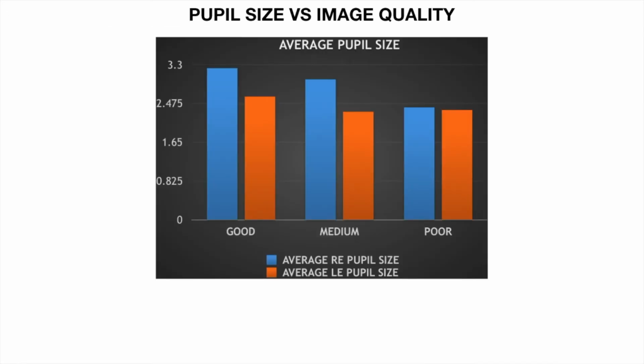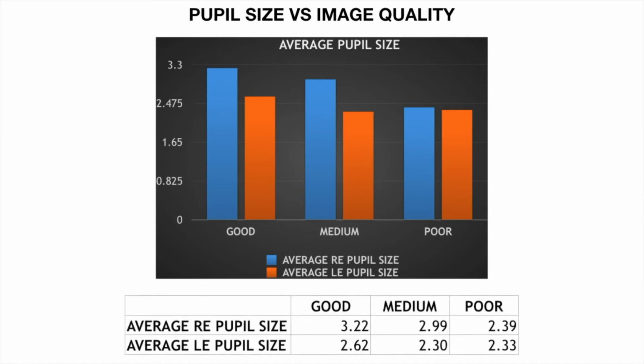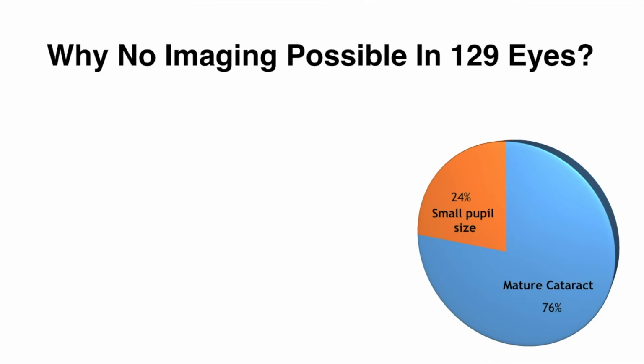The pupil size was compared with the image quality and it indeed had a correlation. When the pupil size was bigger, the image quality was better. When the pupil size decreased, the quality of the image also decreased, as elicited by the decrease in height of the bars from left to right. For example, in the right eye, average pupil size was 3.2 mm in a good quality image and decreased to 2.3 mm in a poor quality image.